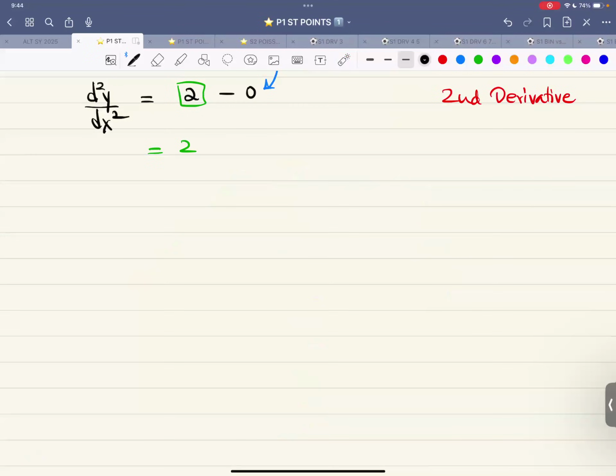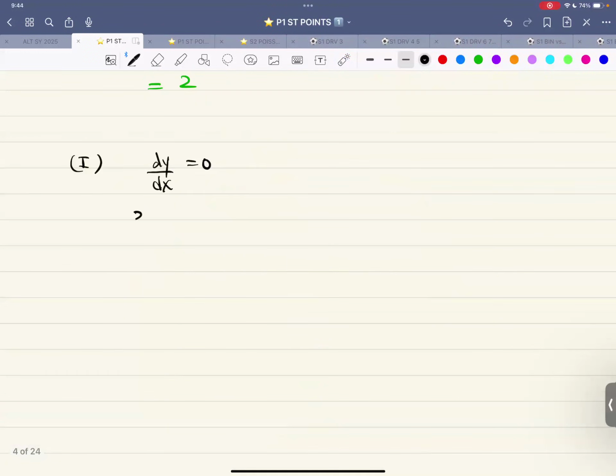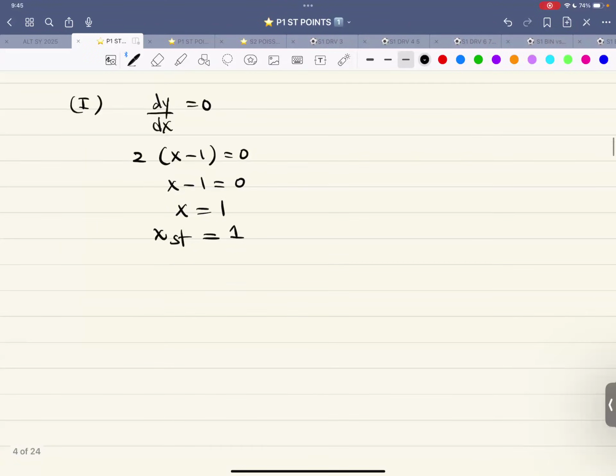Now, first of all, step 1. dy by dx equals 0. What is dy by dx? 2 bracket x minus 1. So 2 bracket x minus 1 equals 0. Get rid of 2. x minus 1 equals 0. Therefore, x is 1. Therefore, x coordinate of stationary point is 1. We will check the answer at the very end.